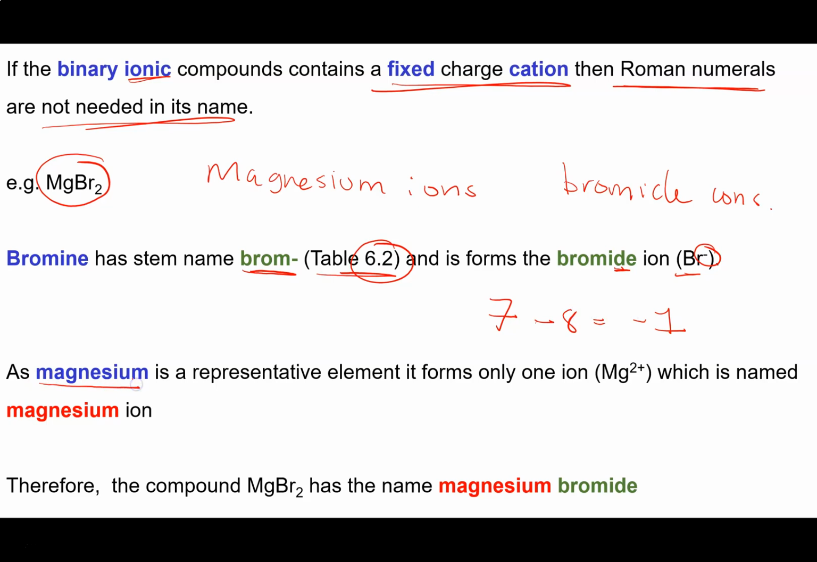Now magnesium is a representative element. It's in an A group, in fact group 2A, and for the representative metals we know that the charge is always equal to the group number, and we also know that those are fixed charge. They only form one ion. So this one is going to form a +2 ion. Because it's fixed charge, we just name it as magnesium ion. So to name the compound, we put the name of the cation first, follow it up with the name of the anion. So MgBr2 just becomes magnesium bromide.